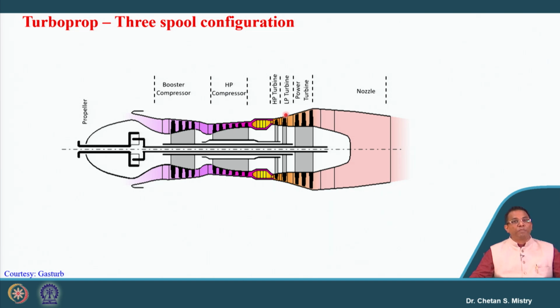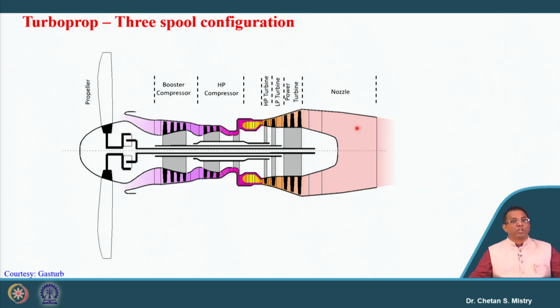Here this LP turbine is used to rotate the booster compressor, or LP compressor. And we have the power turbine. This power turbine is connected to the propeller using the gearbox, and we will have the nozzle, which will also contribute to the thrust. Now suppose I consider an engine that has large length and large diameter, both higher, then people come up with another solution.